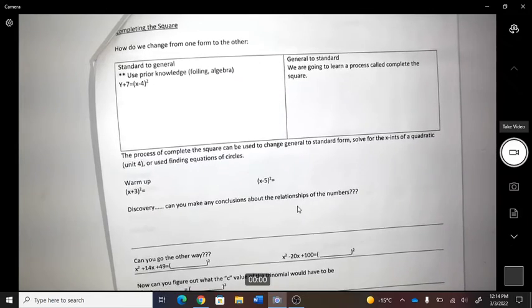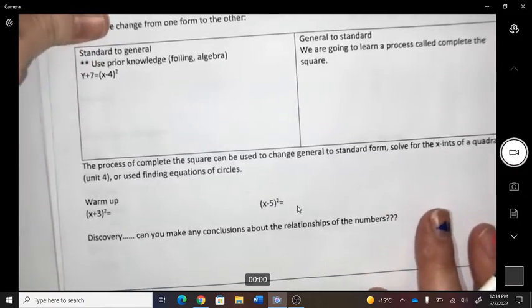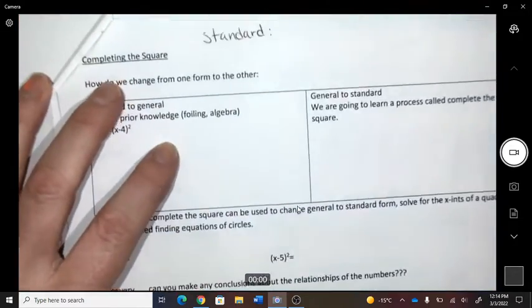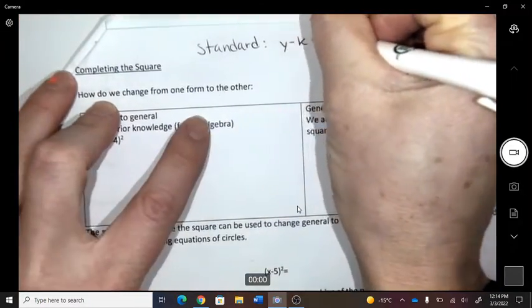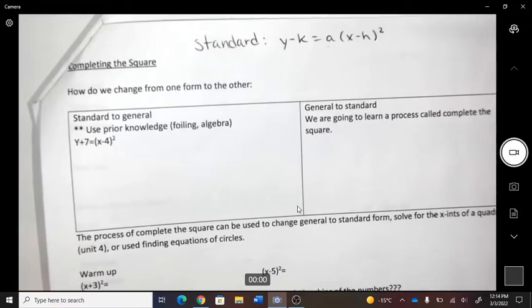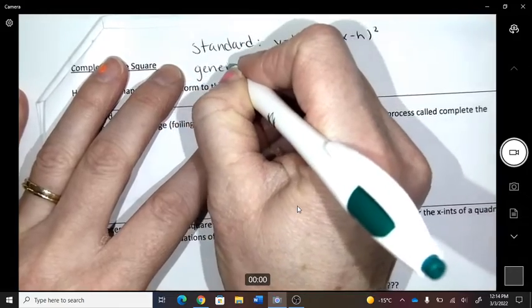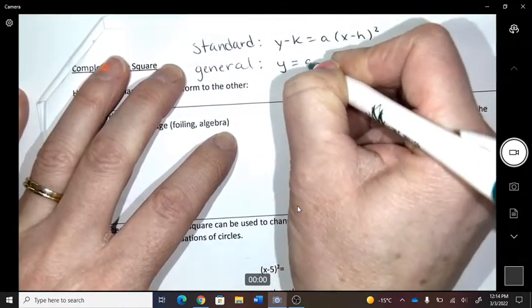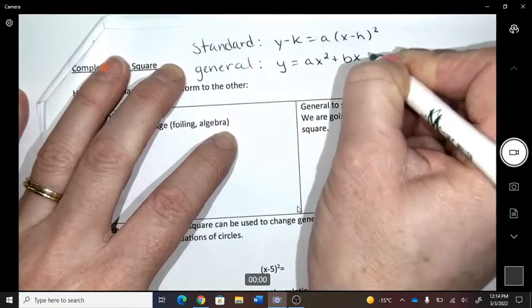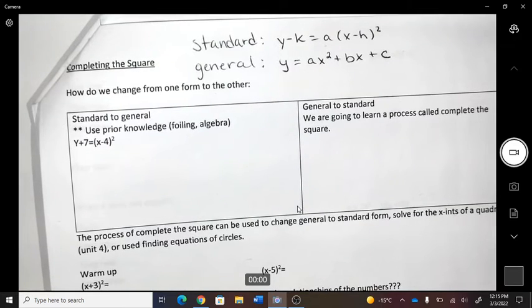Okay, so what we're going to be doing today is learning how to change the forms. Okay, so we know this right now. We're going to call this standard form. Okay, that's the standard form. And then general. So those are the two different types of quadratics we're going to see. We're going to learn how we can change them from one way to the other.